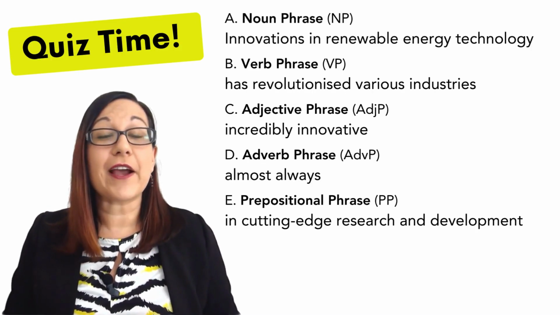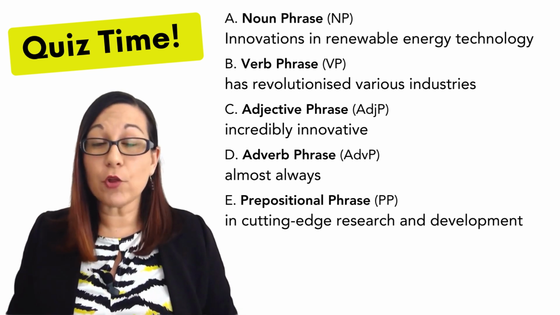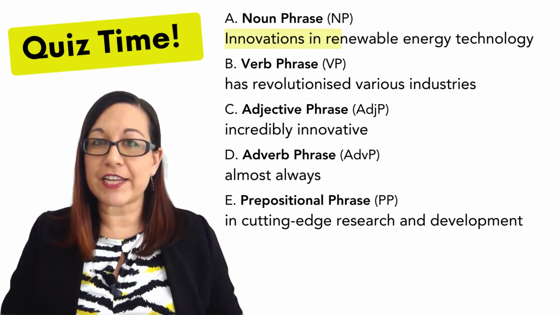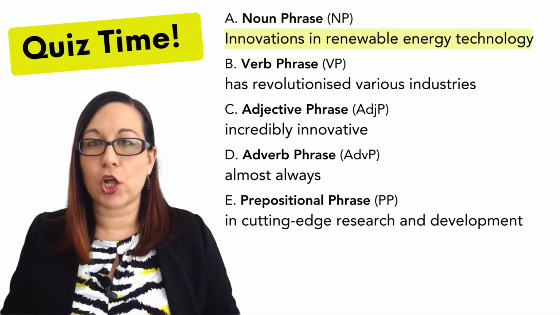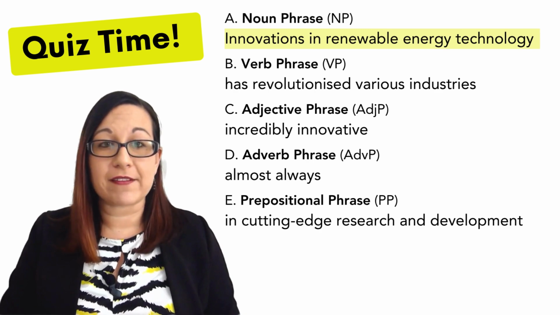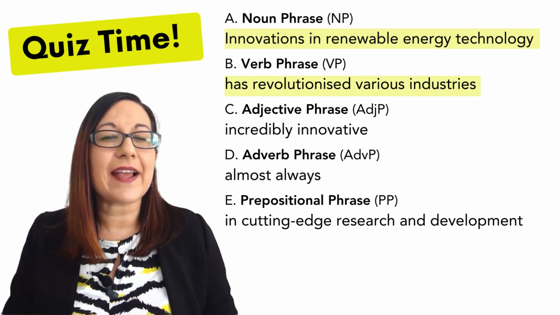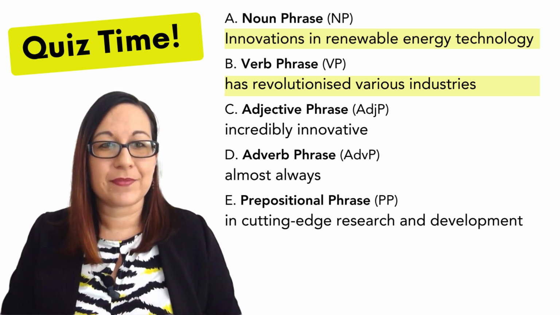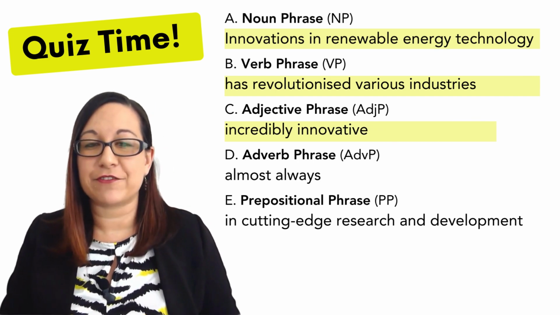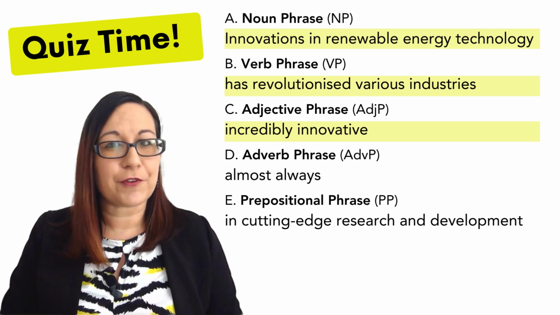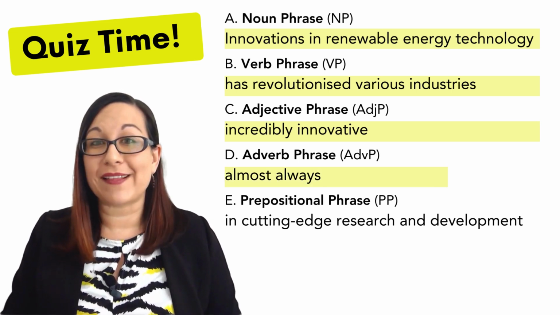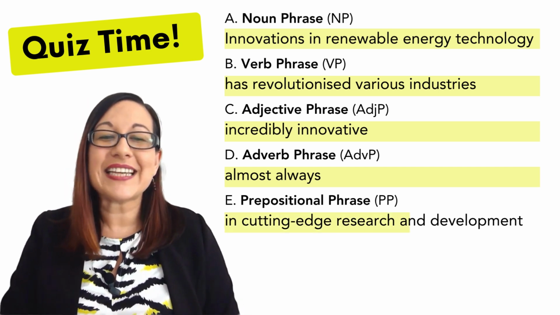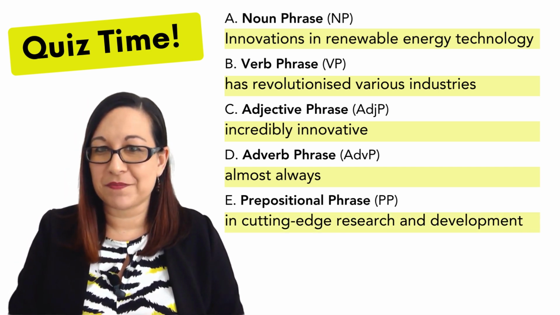So here are 5 phrases, and I've already labeled them for you. We've got a noun phrase, innovations in renewable energy technology. A verb phrase, has revolutionized various industries. An adjective phrase, incredibly innovative. An adverb phrase, almost always. And a prepositional phrase, in cutting edge research and development.